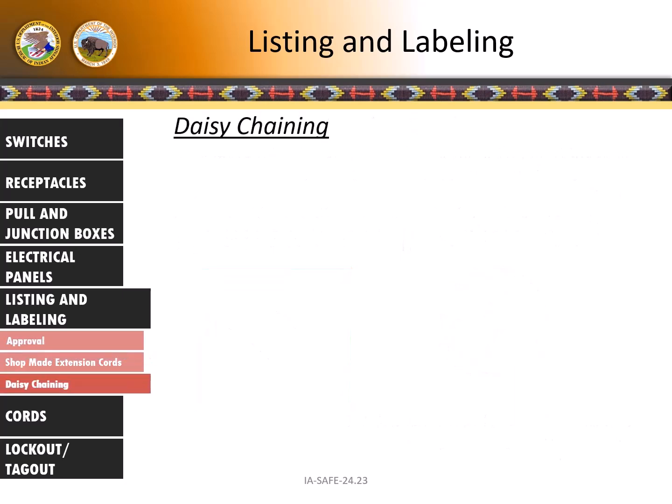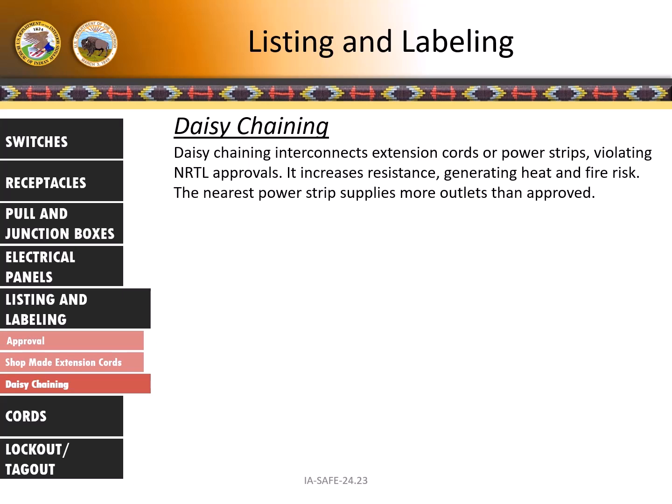Daisy chaining. Daisy chaining interconnects extension cords or power strips, violating NRTL approvals. It increases resistance, generating heat and fire risk. The nearest power strip supplies more outlets than approved.